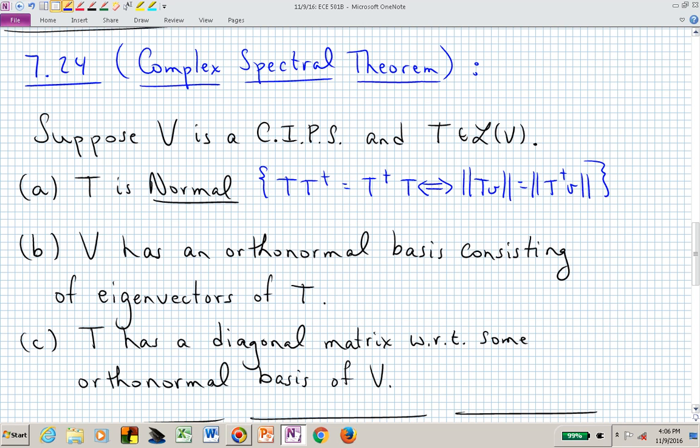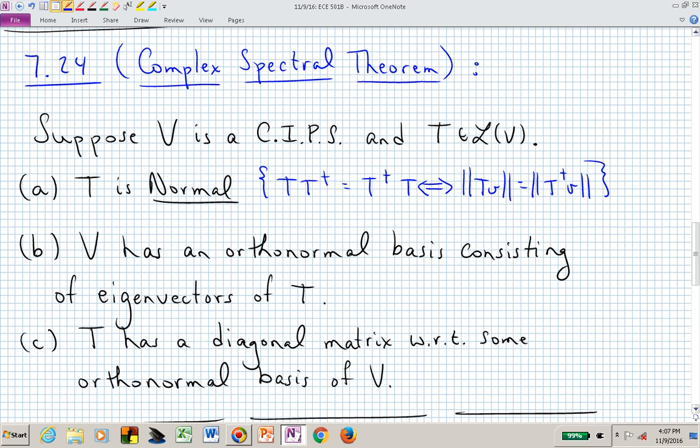We separated that into two different inner product spaces, the complex inner product space and the real inner product space. For the complex inner product space, if we start with an operator that's normal, then it can be diagonalized. That's what statement C says. Statement B says we can actually find an orthonormal basis to decompose that vector space, and that orthonormal basis is the same as the eigenvectors of that linear map. Those three statements are equivalent.